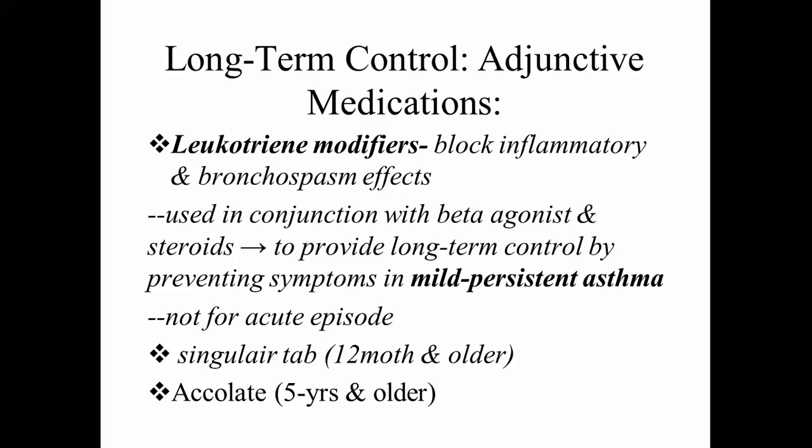An example would be, for 12-month-old and older children, Singulair tablets can be taken, and Accolate can be given for children who are 5 years and older. These leukotriene modifiers are usually for children who have mild to persistent asthma, where they're not being well controlled on inhaled corticosteroids and bronchodilators, so they'll add the leukotriene modifier to their treatment.